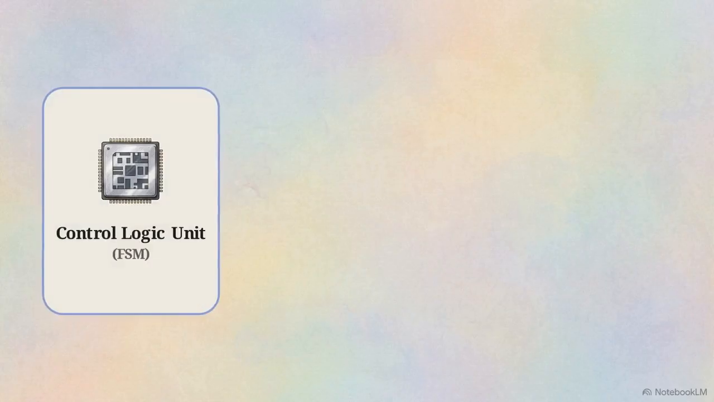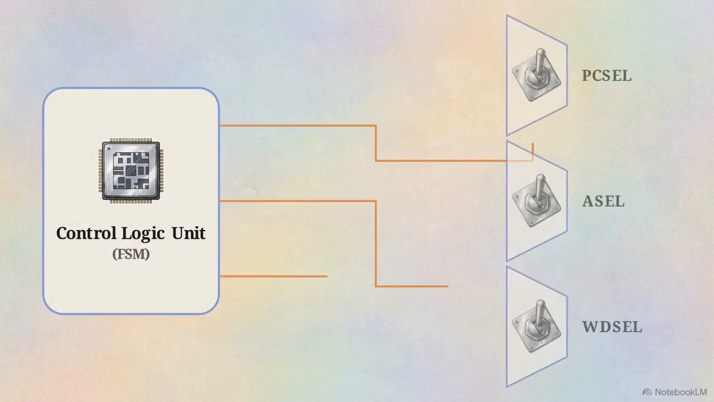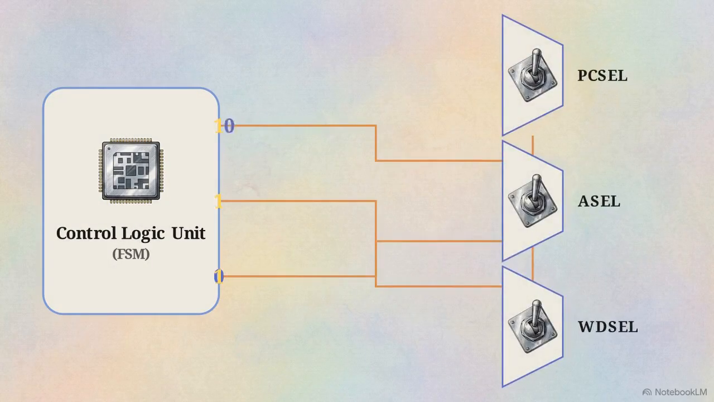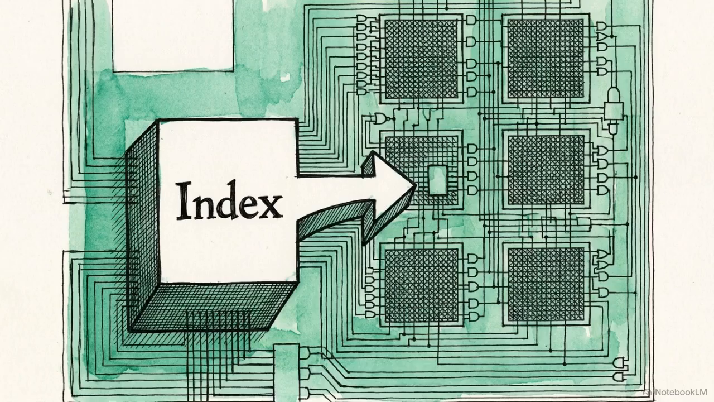The processor's control logic unit handles this coordination. It is simply a finite state machine whose entire job is to assert the correct ones and zeros to these exact multiplexer select lines at the precise millisecond they are needed. Let's trace how a line of code forces these hardware changes.